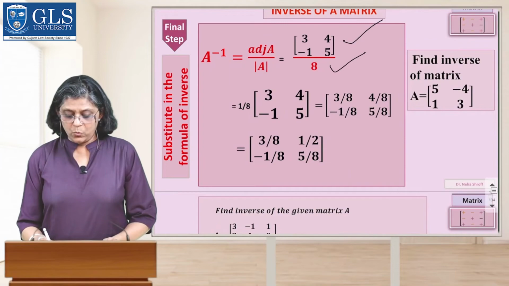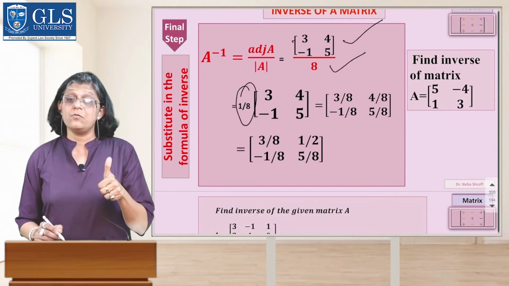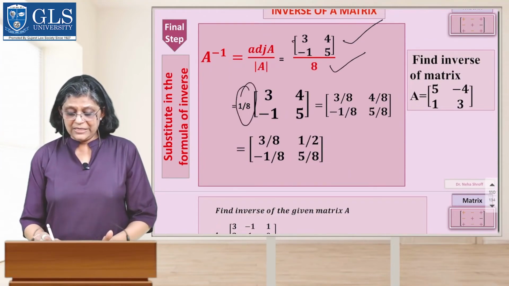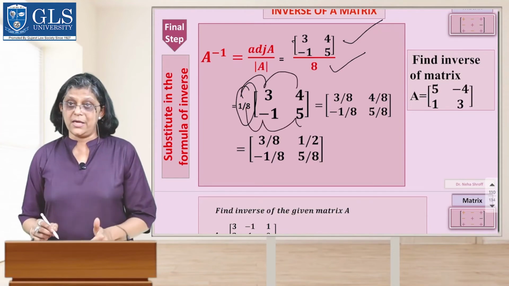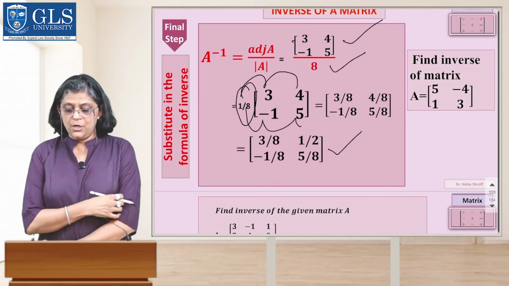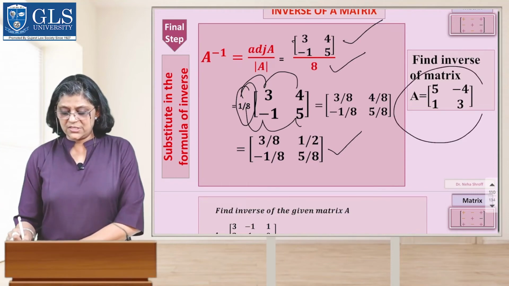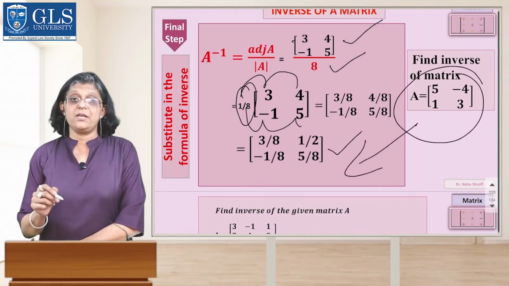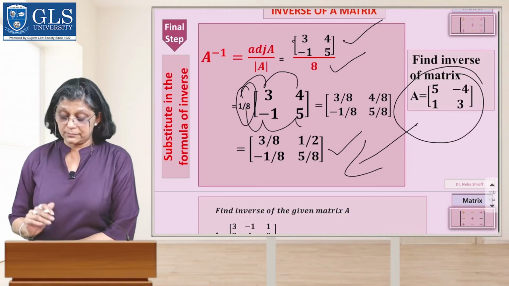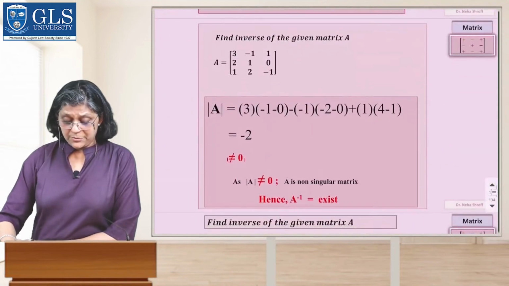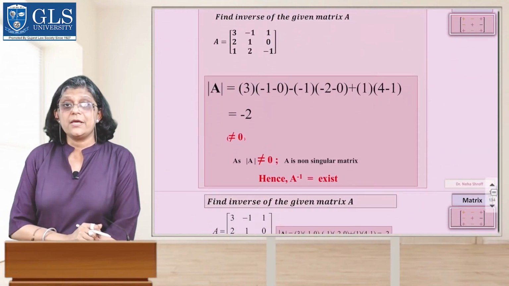So this is 1 upon 8. I think now this will work as a scalar. Multiply each value of this with 1 upon 8 and we get the result. So inverse of a matrix A is nothing but 3 by 8, 1 by 2, minus 1 by 8 and 5 by 8. This is for 2 cross 2. Let me move ahead to 3 cross 3.